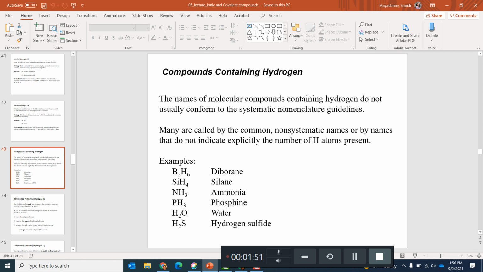And then the names of the molecular compounds with hydrogen do not usually contain a systematic name, this is very common. We don't call it dihydrogen oxide, we call it water. Phosphine, we don't call nitrogen trihydride, we call ammonia. We call this hydrogen sulfide. So these are some common names, they follow the nomenclature, but commonly we don't call them that. We call this water.